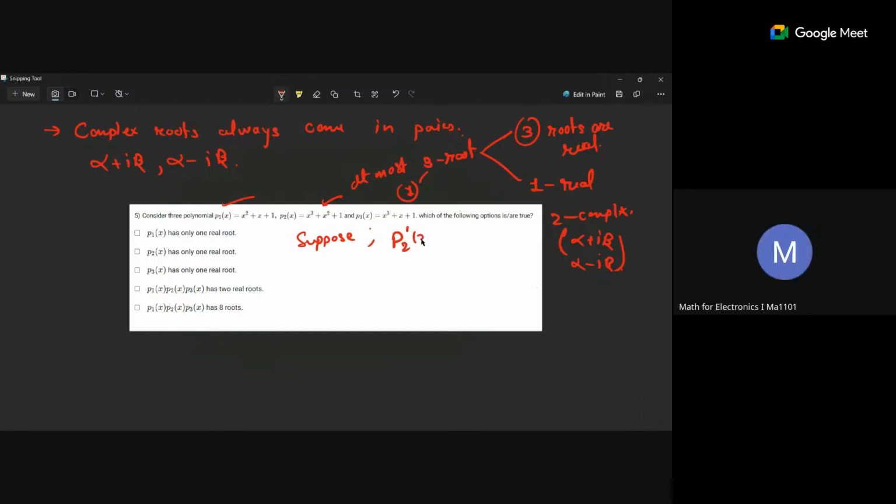Okay. So P2 dash of x is 3x square plus 2x. So P2 dash of x equals 0 will give us x equals 0 and x equals minus 2 by 3. Right. So now what is P2 double dash of x? P2 double dash of x is 6x. So if x equals 0, P2 double dash of x is also equal to 0. So here our test will fail.